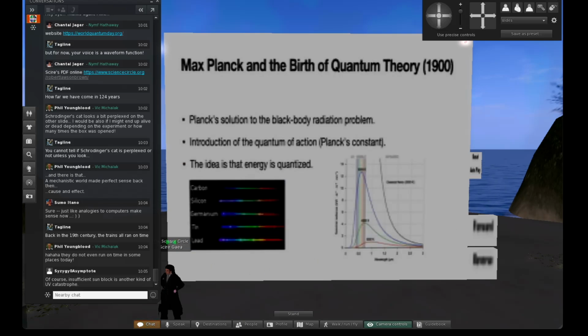Let me just go to the next slide here. In the spectrum you see on the right, you can see that the classical theory predicts a curve that should just go up and up without limit. And then the actual observations go up to a peak and then rapidly decline.